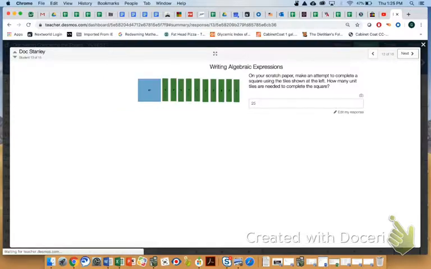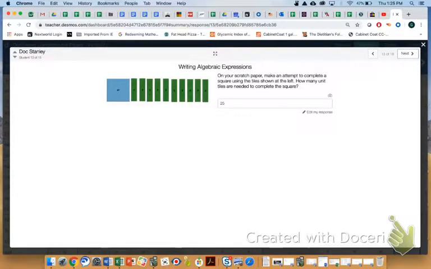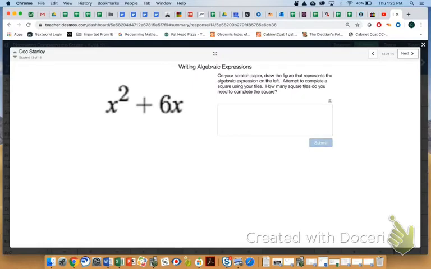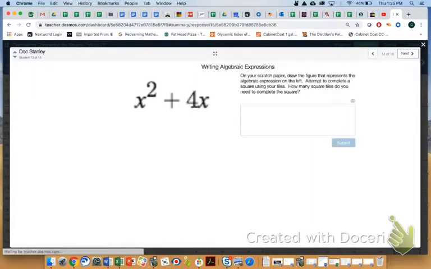Let's keep going. How many green tiles are there on this one? 10. What's half of 10? 5. Squared? 25. Let me go back one. How many green tiles? 2. Half that. 1. Square it. 1. See if there's one more here. How many green tiles would there be for this? 6. Half it. 3. Square it. 9. That's how you would complete the square.